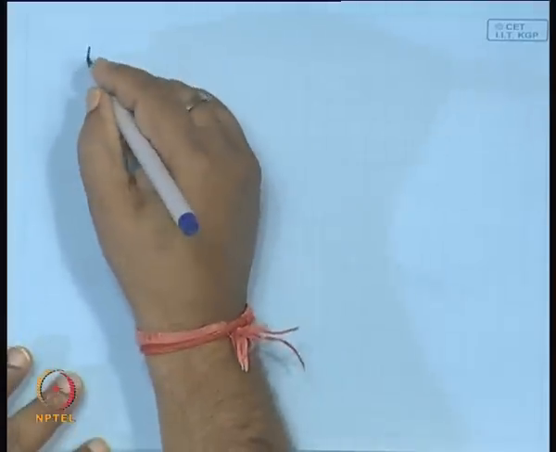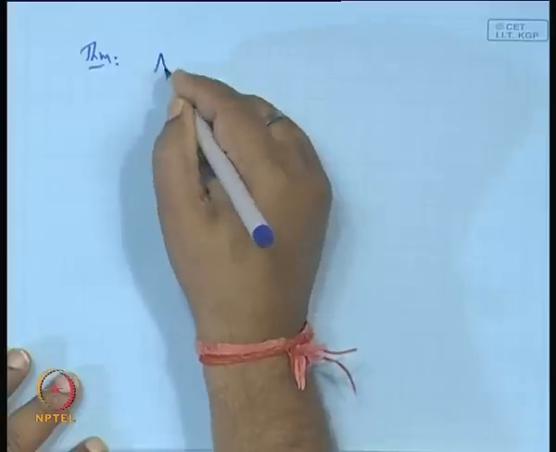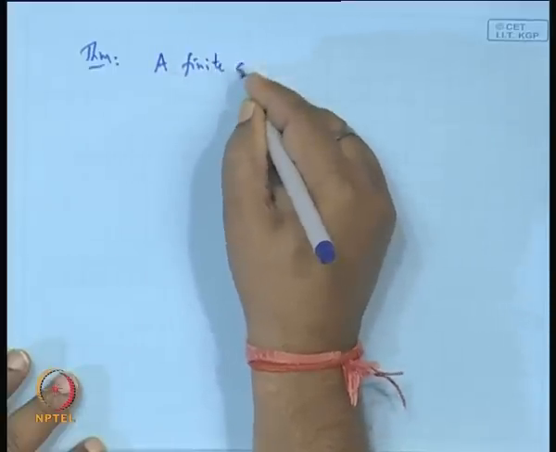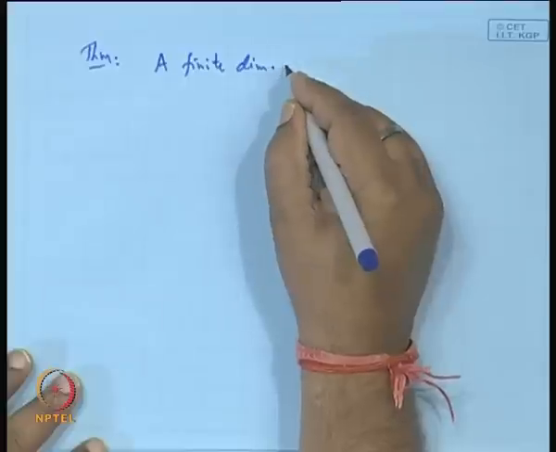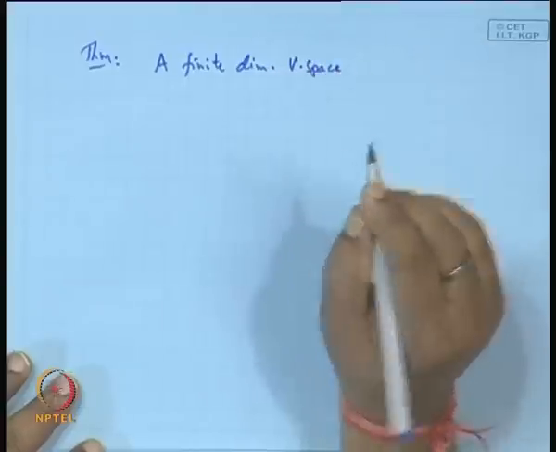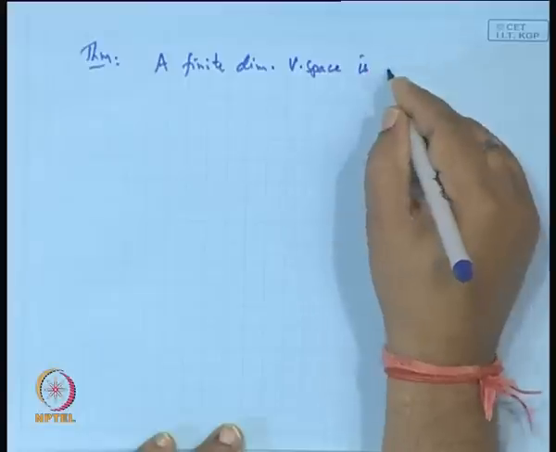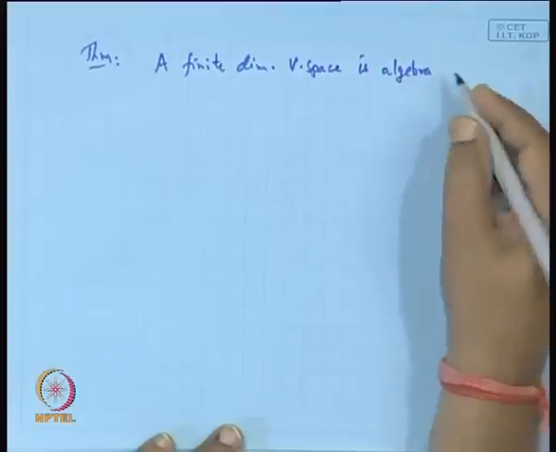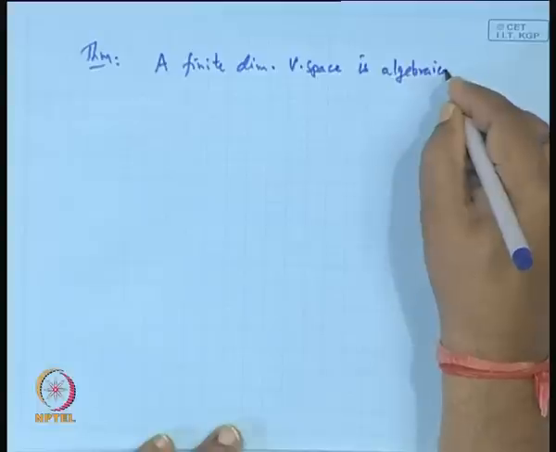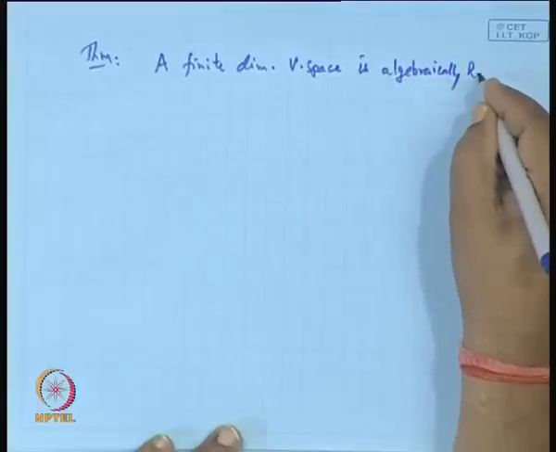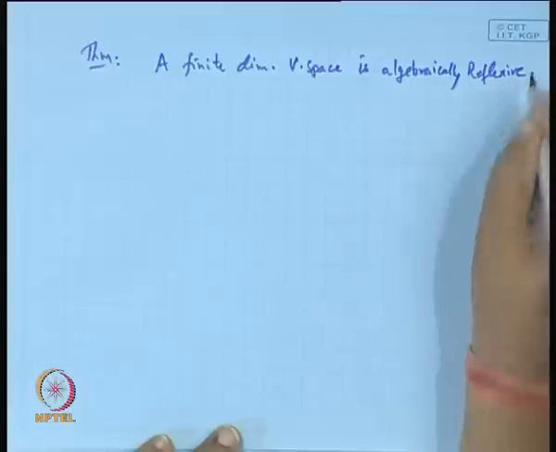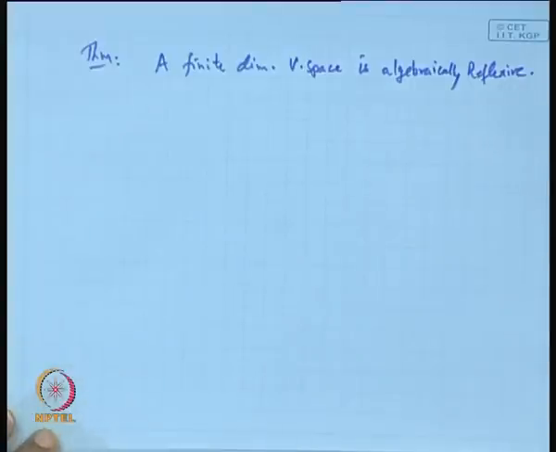So, this is another. Now, interesting is that in case of a finite dimensional vector space, a finite dimensional vector space is algebraically reflexive. A finite dimensional vector space is algebraically reflexive.